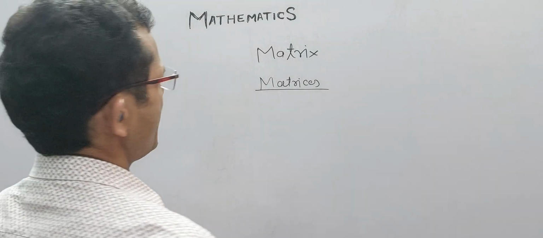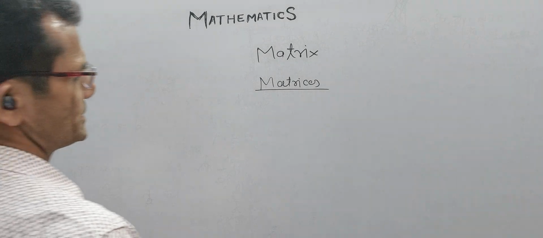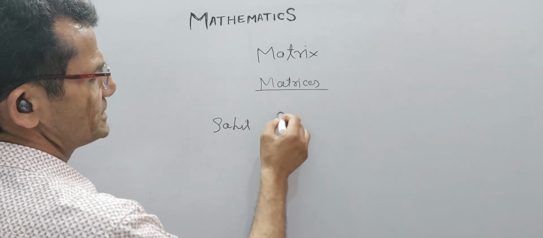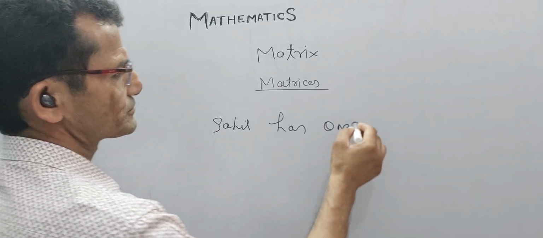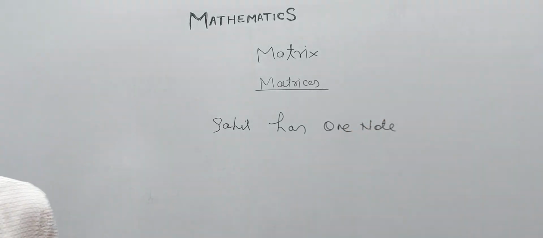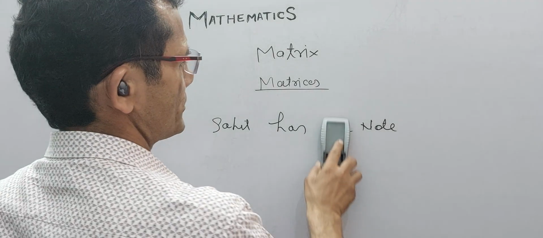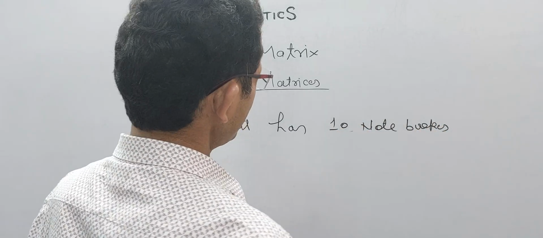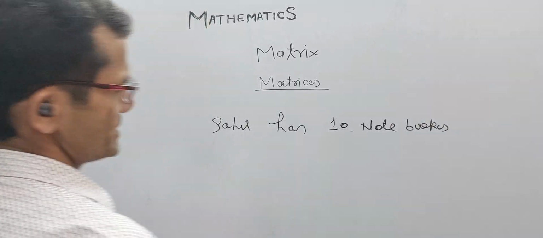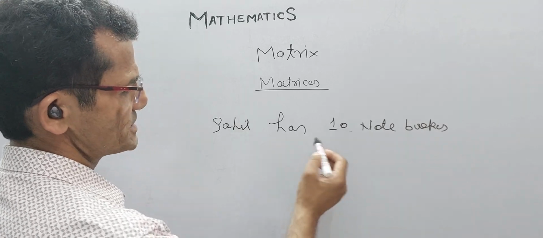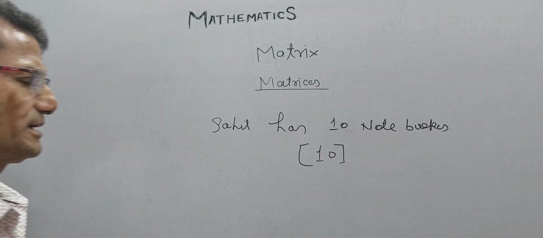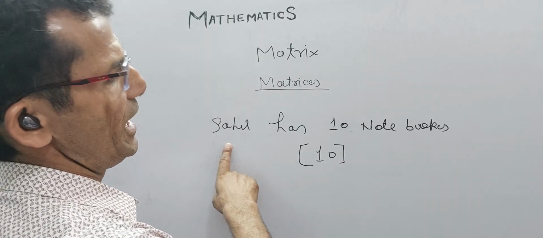Let us take an example of how to express some data, some numerical facts, in matrix format. Let us suppose one student, Sahil, has one notebook. If I take, not one notebook, if I take Sahil has 10 notebooks, how to express these 10 notebooks in mathematical format? In matrix, I can use this matrix format. So we write this 10 in the square bracket. This square bracket is a mathematical representation that Sahil has 10 notebooks.